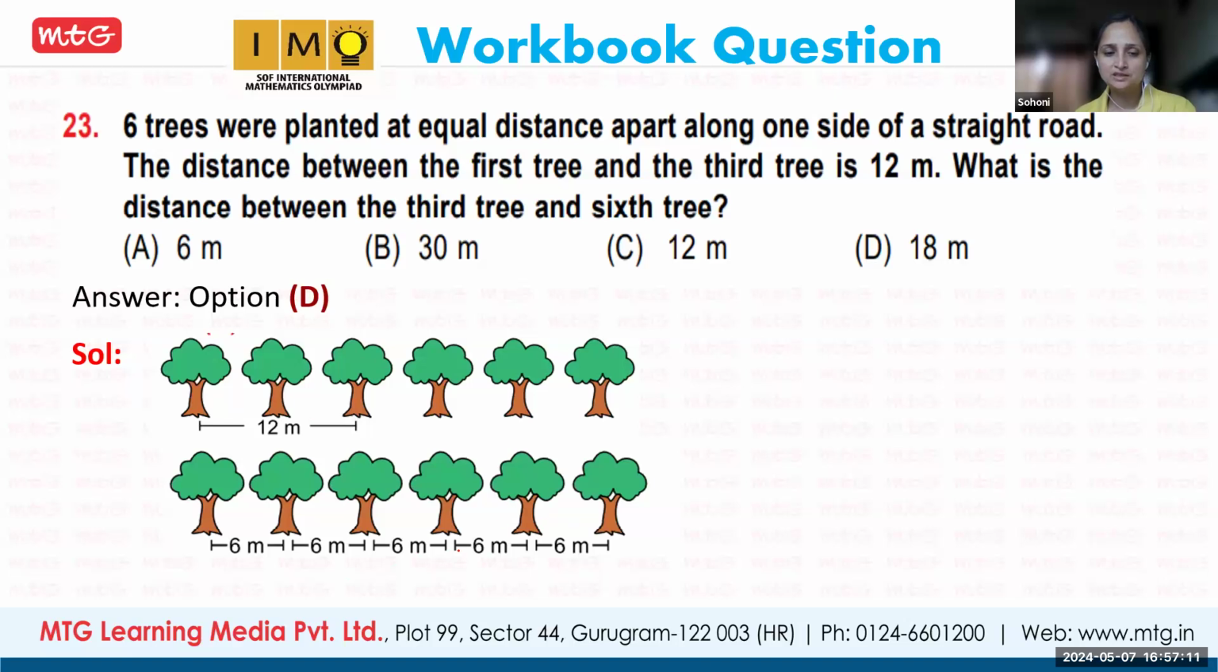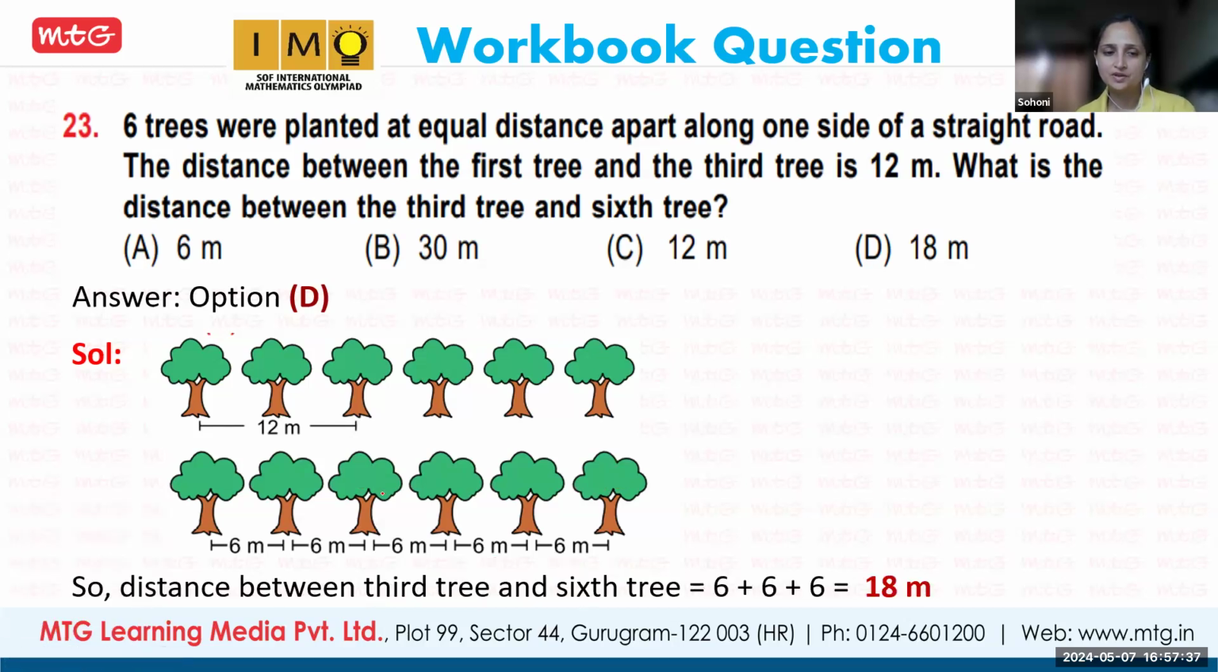Now you have to find the distance between the third and sixth. Third one is this one, and this is the sixth one. So distance between third and sixth one is 1, 6, 2, 6, 3, 6. So 6 plus 6, 12. 12 plus 6, 18. So distance between third and sixth tree is 18 meters.